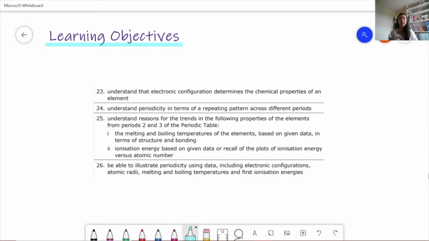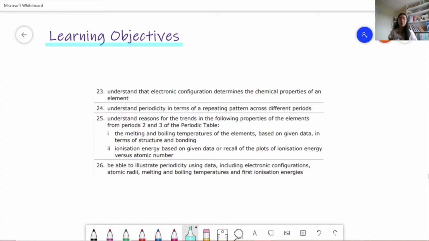Here are today's learning objectives. So the first is to understand that electronic configuration determines the chemical properties of an element, and then to understand periodicity in terms of a repeating pattern across different periods. We're then going to understand reasons for the trends in the following properties of the elements from periods 2 and 3 of the periodic table.